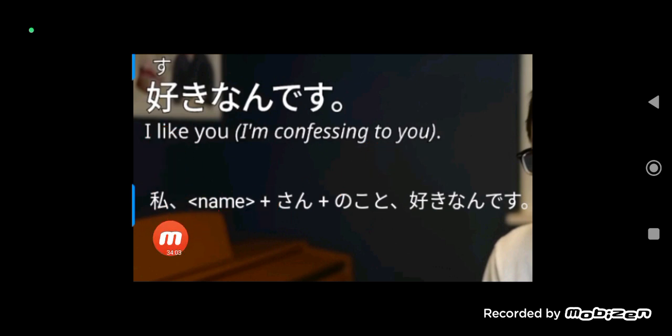But the long format here is "watashi," then comma, and then state the name of the girl or person that you like. Usually you mention the surname, Kato or Yamazaki or Suzuki. Let's say the person you like has the surname Suzuki. "Watashi Suzuki-san no koto suki nan desu." So confession. That's one of the purposes of n desu.